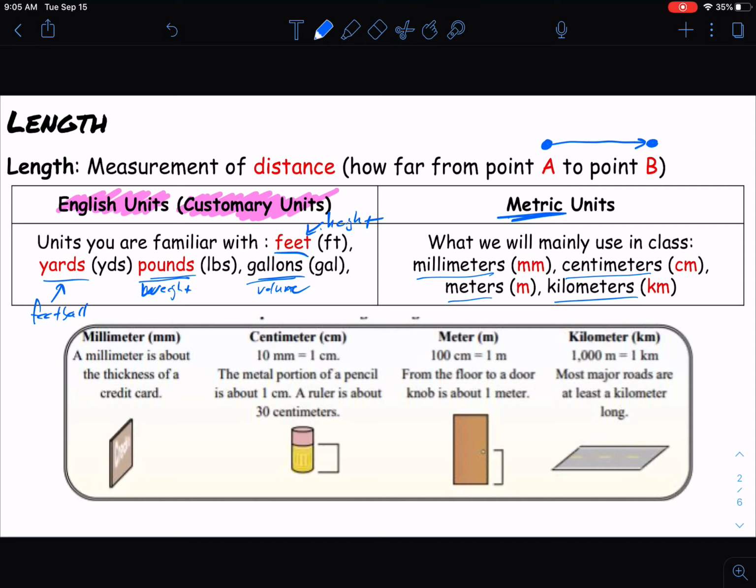Now, centimeters and meters you may be more familiar with depending on the math classes that you've had. Down below here, though, we can see a little example of what these metric units look like. For a millimeter, we're talking about the thickness of a credit card. That's not very big, so millimeters are very, very small. A centimeter, which is equal to 10 millimeters, is the metal portion of your eraser. It's that little tiny metal part. Depending on your pencil, it's going to be either gold or silver. It's still a very tiny distance.